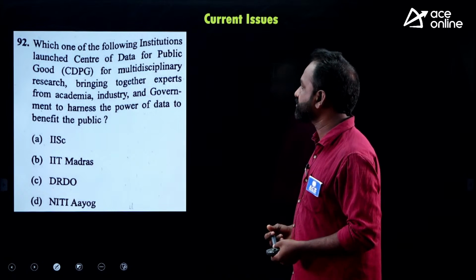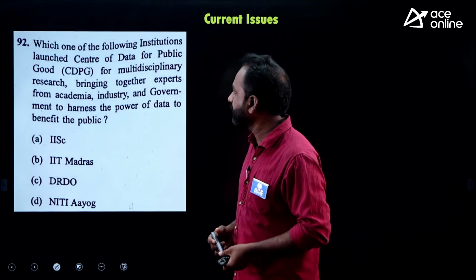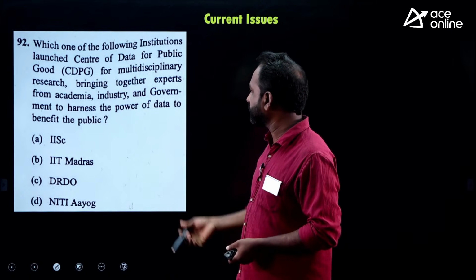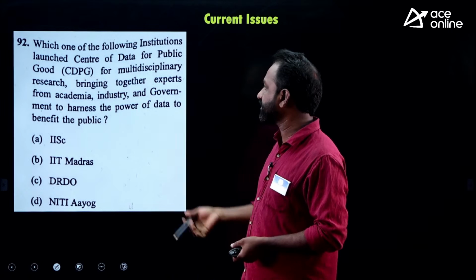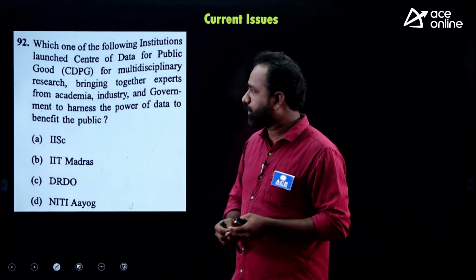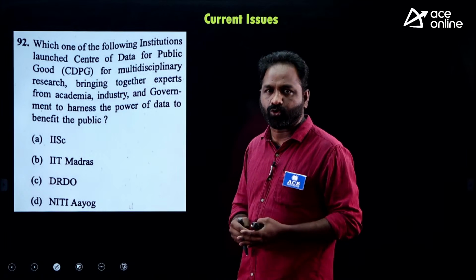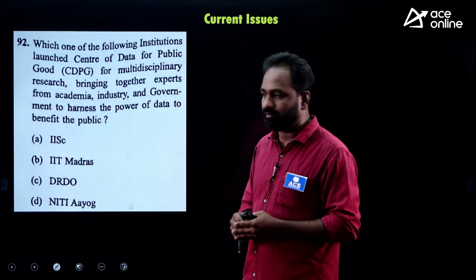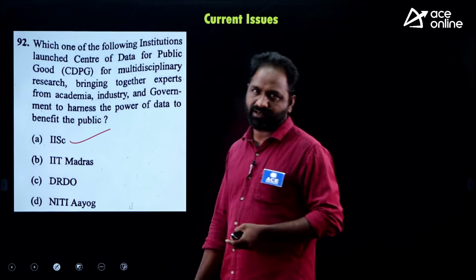Next, which of the following institutions launched Center of Data for Public Good for multidisciplinary research, bringing together experts from academia, industry, government. So in order to bring different kinds of people in the society together and to prepare the kind of data for public good, who prepared this kind of data? That was prepared by IISc.